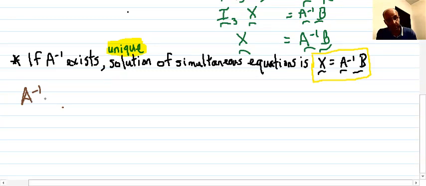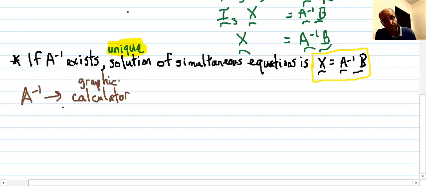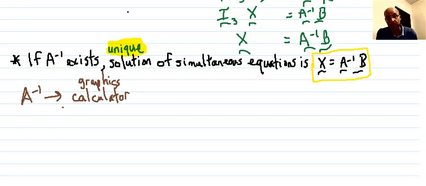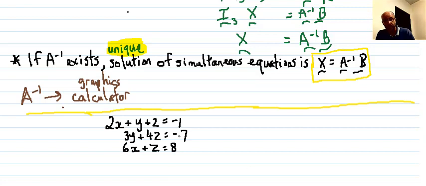Yeah, so the A inverse part with matrices of order bigger than 2x2 is done with the calculator at this stage, using technology, or typically a graphics calculator. Not the only technology by any means, but it's the one you're likely to use in the class most often. Let's look at an example.